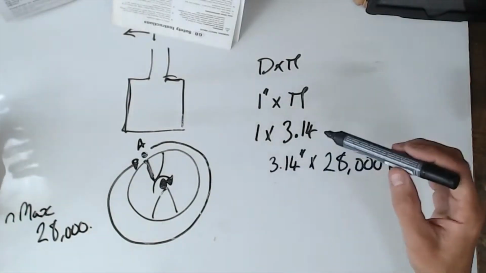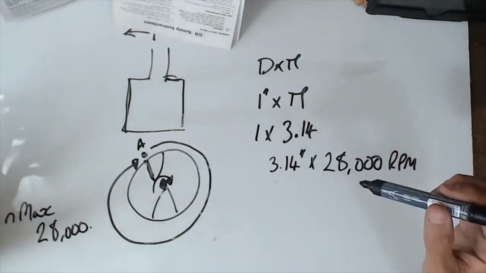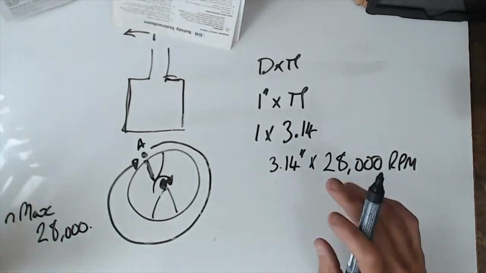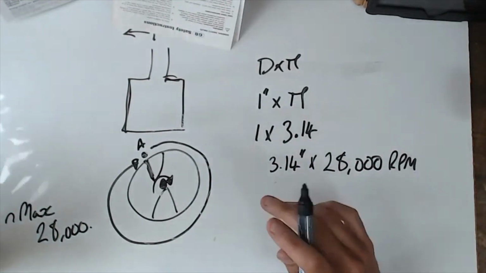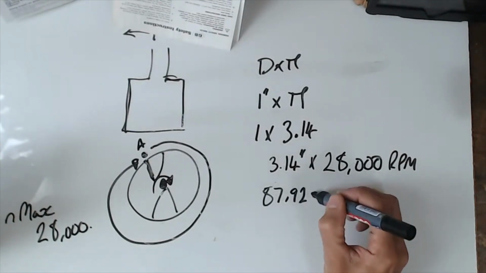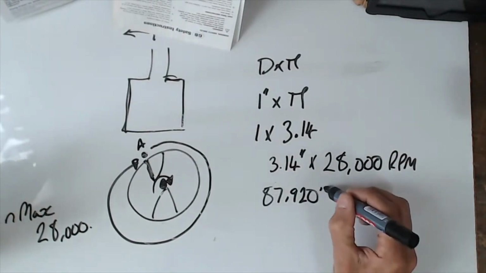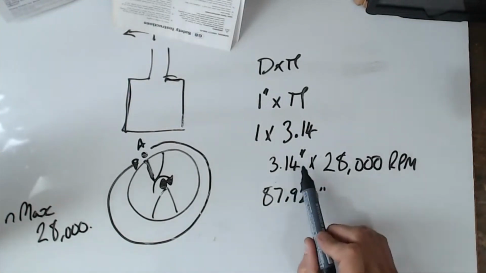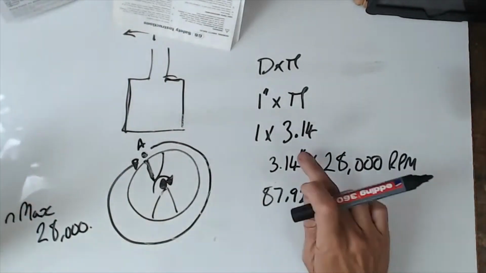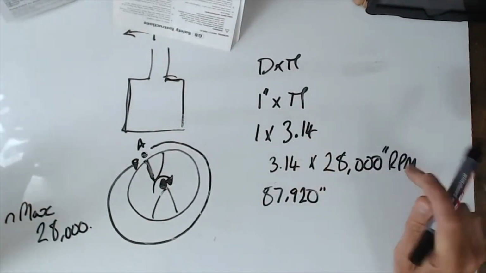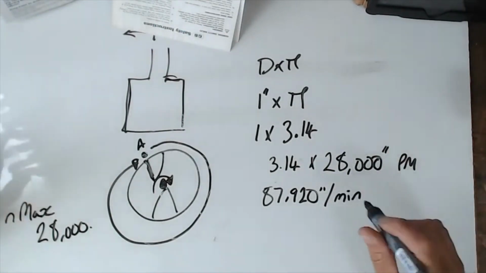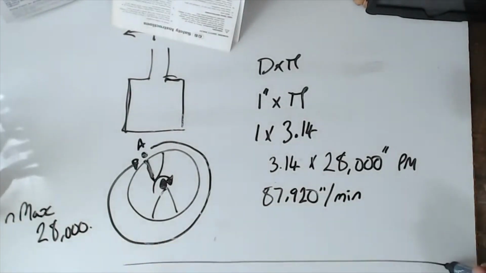So we're going to do the maths for 3.14 inches times 28,000 RPM. You might have already done it. I did it in my head, not with a calculator, honest. And that comes out to 87,920 inches, that many inches per revolution times that many revolutions, which becomes inches per minute. That's how far it would travel if you did it in a straight line.